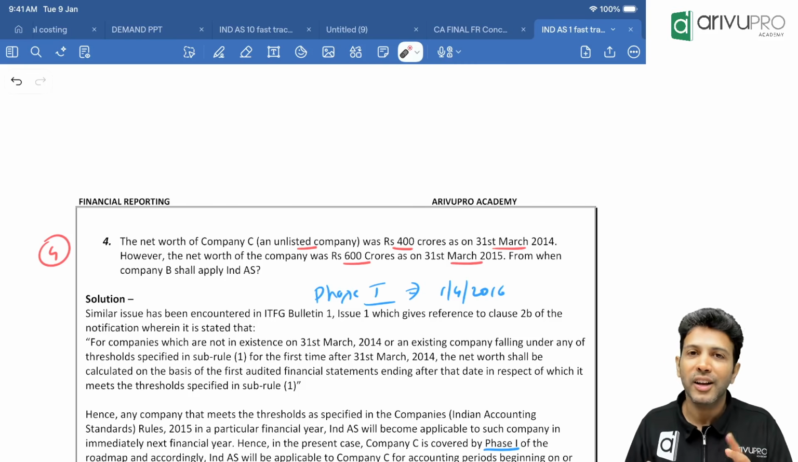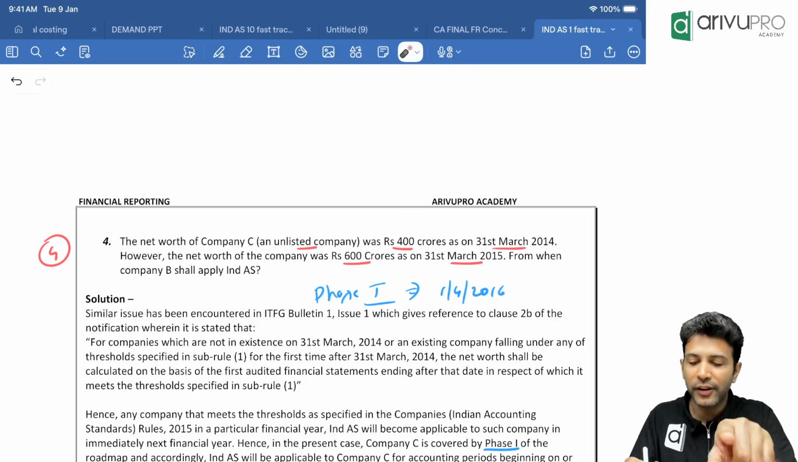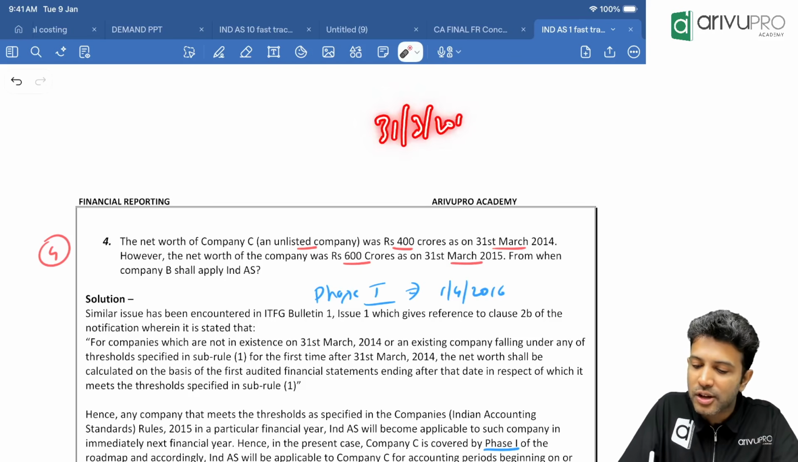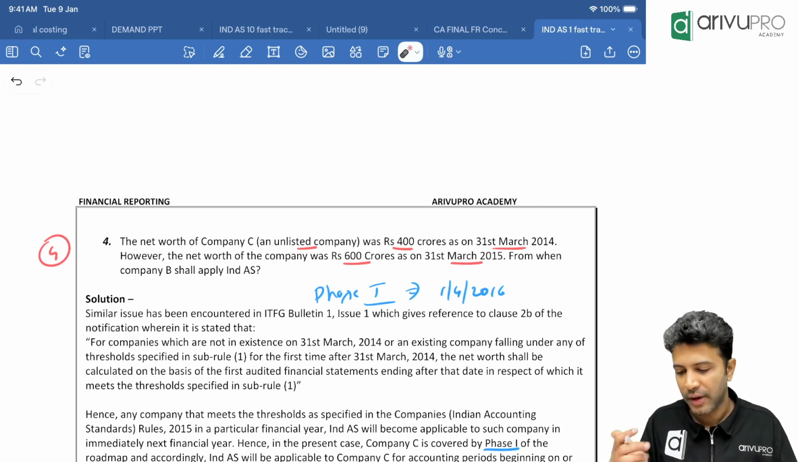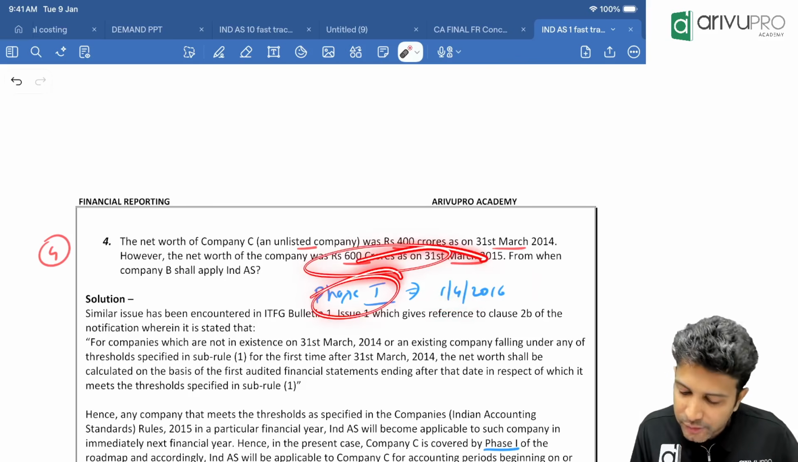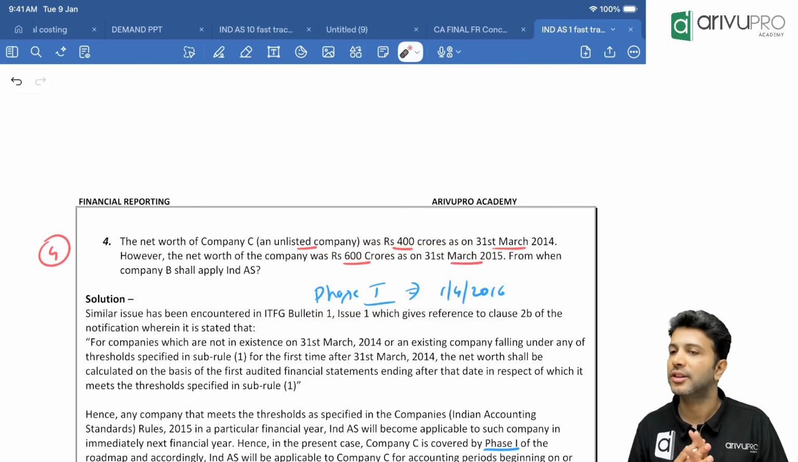That means, for your understanding, for phase 1 you will check the limit on 31st March 2014 and you will check the limit on 31st March 2015. Got it? That's a clarification that they have given. Everybody good, right? So this also will come under phase 1 company from 1st April 2016 onwards.